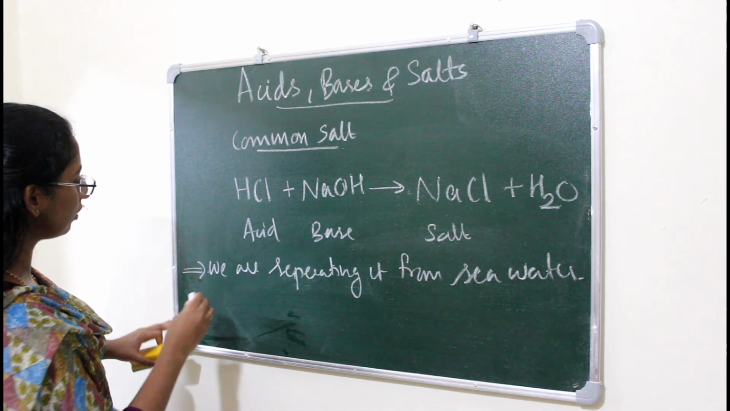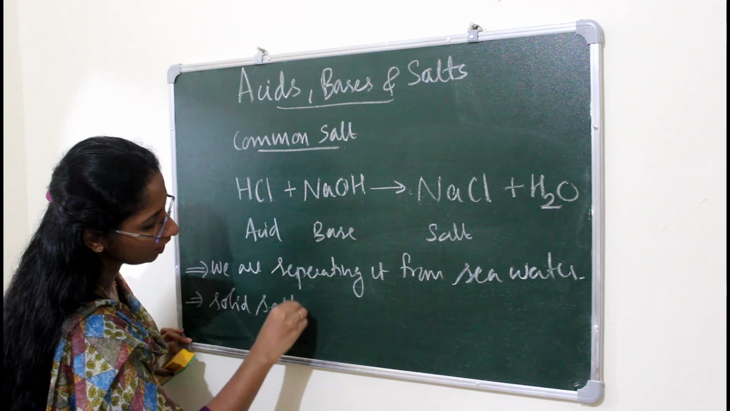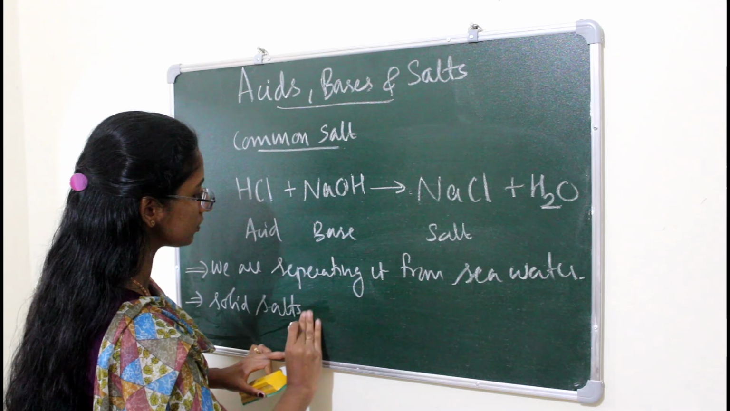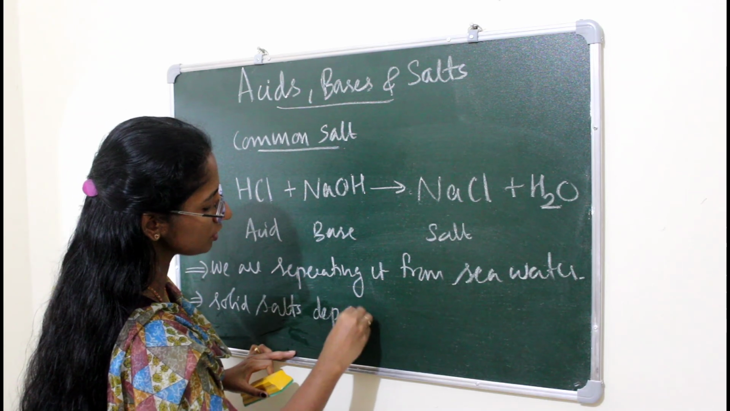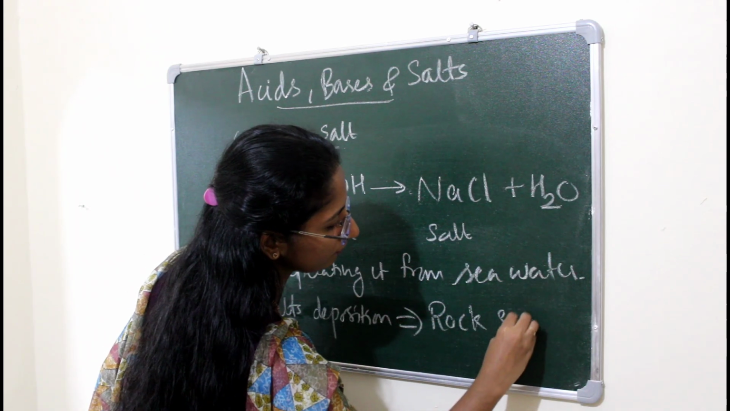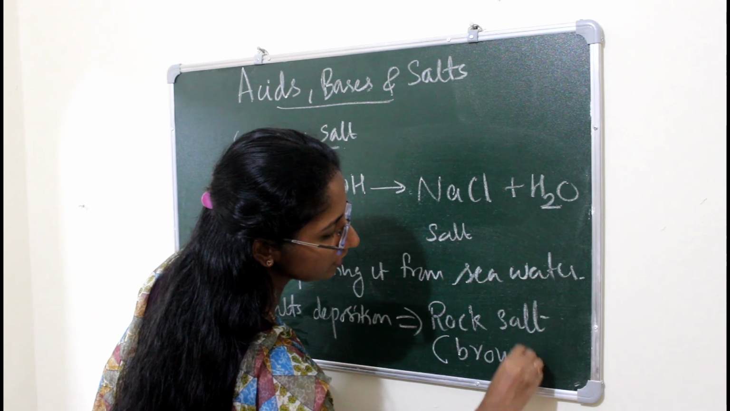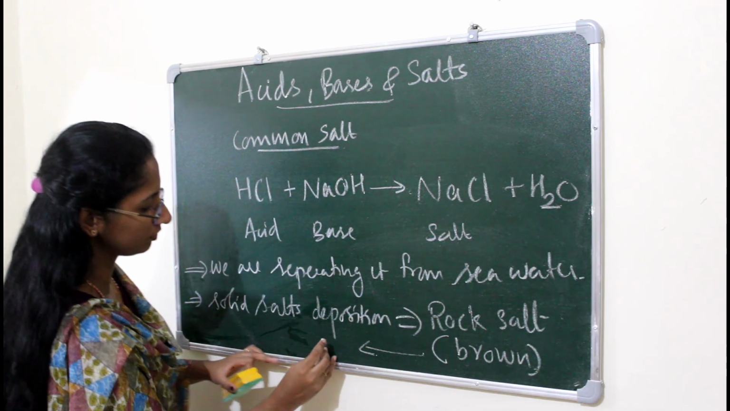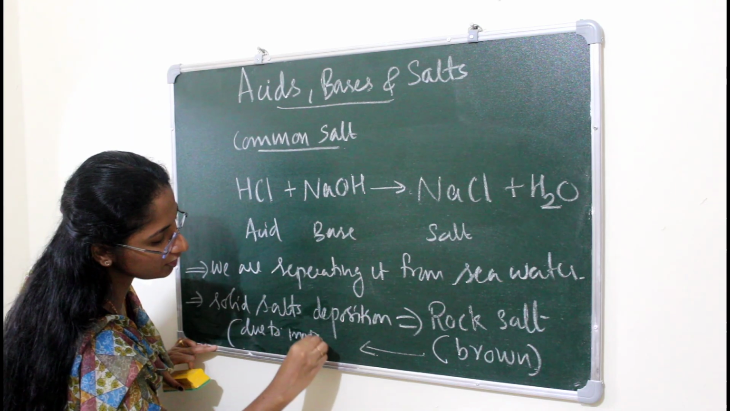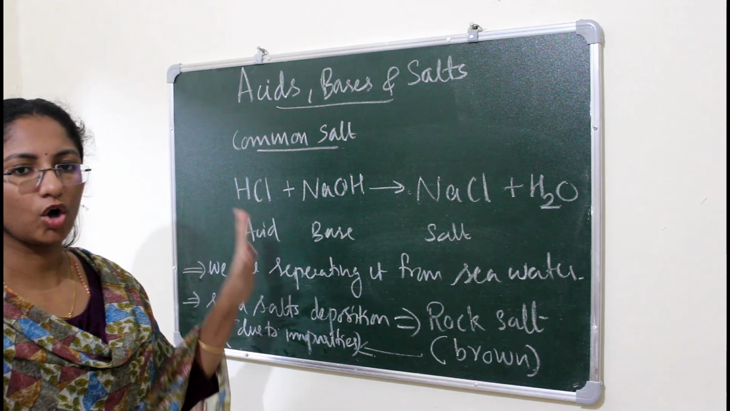Along with that we can see some solid salts which are deposited around the world. This solid salt deposition we call rock salt. The color of rock salt is actually brown, due to the presence of impurities. So that's all about common salt.